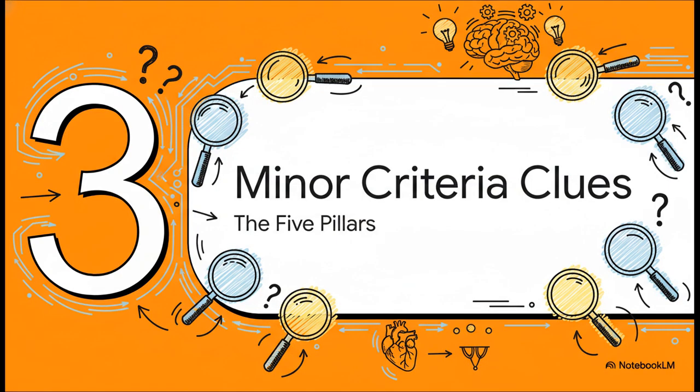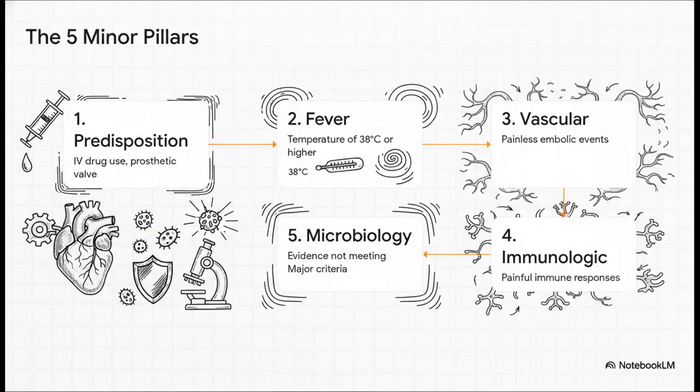Excellent. So let's move on to the minor criteria. These are so often the tiebreakers. They're the subtle clues that really help solidify a complex diagnosis. And believe me, they are a favorite testing ground on board exams. Okay, the 5 minor criteria are as follows. Number 1, predisposition. So that could be a pre-existing valve condition or a history of IV drug use. 2, fever, specifically at or above 38 degrees Celsius. 3, vascular phenomena. 4, immunologic phenomena. And number 5, microbiological evidence that is positive but doesn't quite meet those strict requirements for a major criteria.